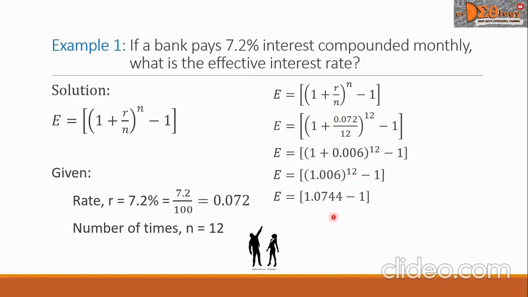1.0744. And then let us subtract this by the constant 1. Our effective interest rate is 0.0744. Let us convert this decimal into percent. We will multiply this by 100%. So we will get this value 7.44%. This is our final answer.